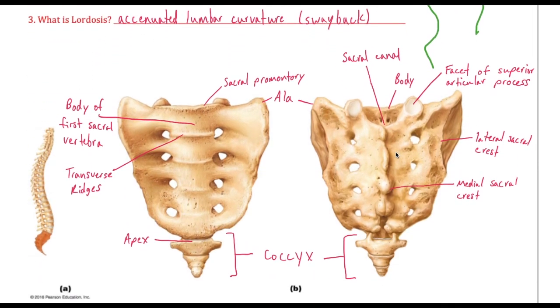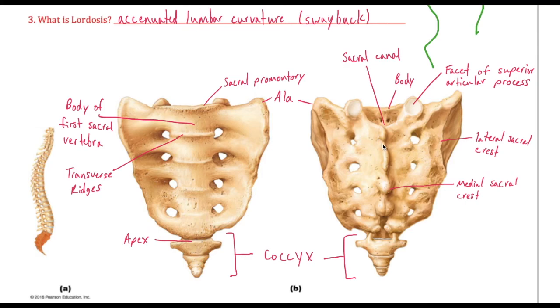So looking at our sacrum here, we have a sacral canal, we have our bodies, we have our ala, transverse ridges, the body of the first sacral vertebra, and then we have our coccyx down here with the apex, where we have our 4 fused together. And our apex is going to be that division between our sacrum and coccyx here. Within this, you can see the bodies of each different vertebra within the sacrum, so 1, 2, 3, 4, and 5. And that's going to be separated by these things called transverse ridges. Then, of course, we have our facets for the superior articular process. We have our lateral sacral crest and our medial sacral crest, so lateral outside, medial middle.